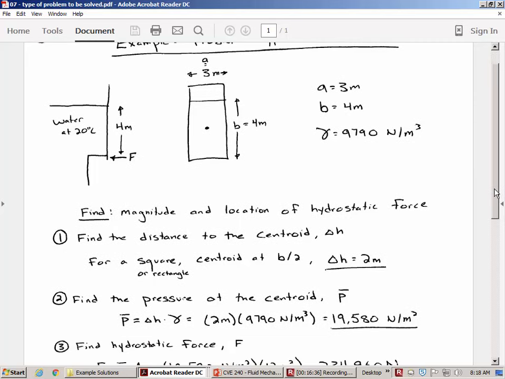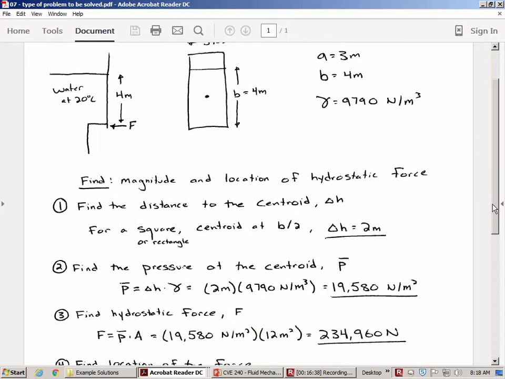Okay, step 3 is find the hydrostatic force. Pressure times area. And so that's the magnitude. Of the two things that this problem is asking, we found the first one really easily. Just the force, the magnitude of the force is the pressure at the centroid multiplied by the area of the plate. So any questions so far on how we went through these first 3 steps to find the magnitude of the hydrostatic force? That's how hard the water is pushing on this gate.